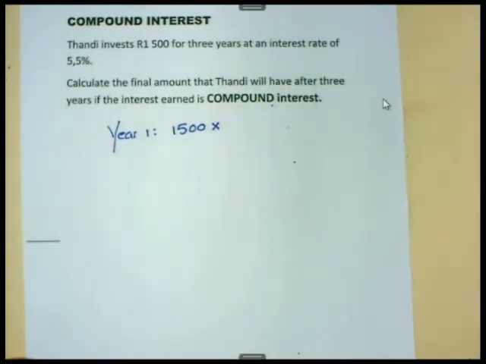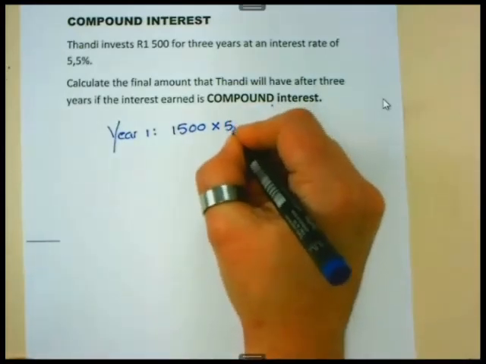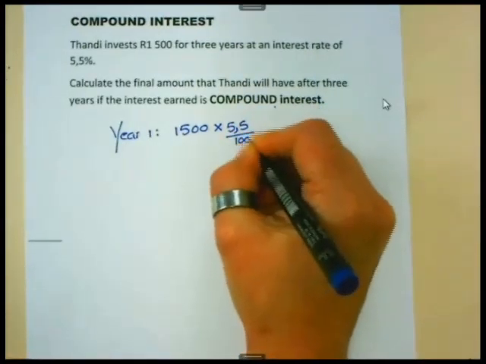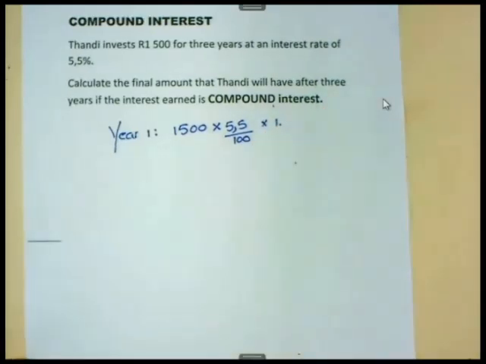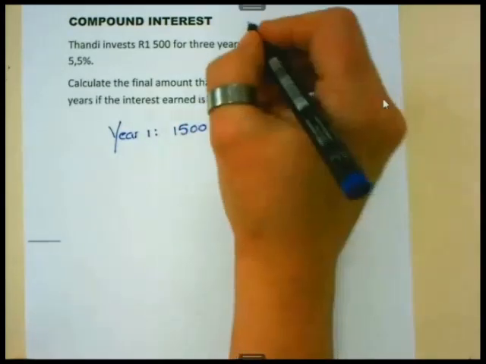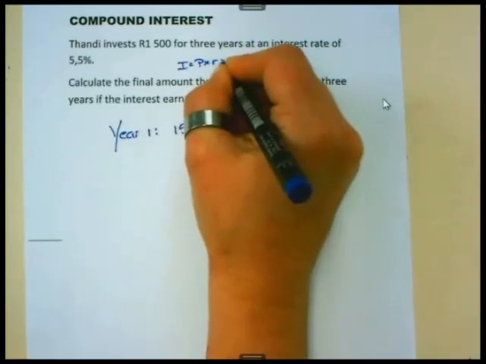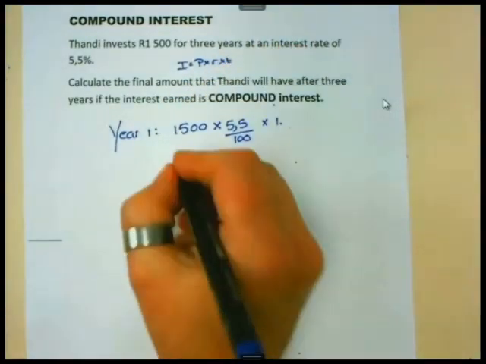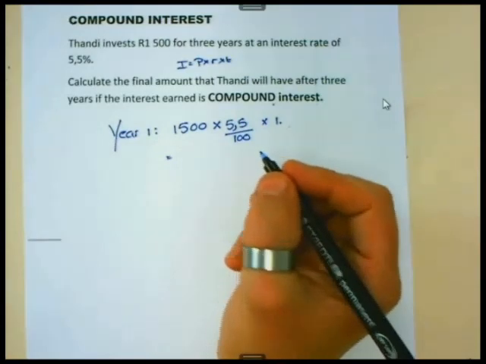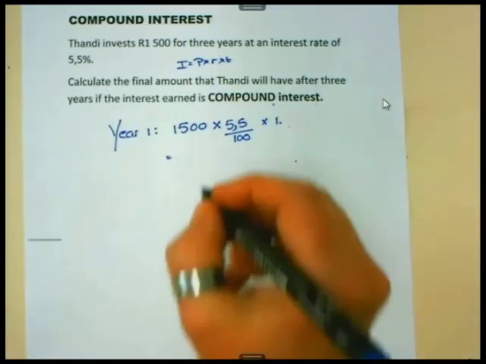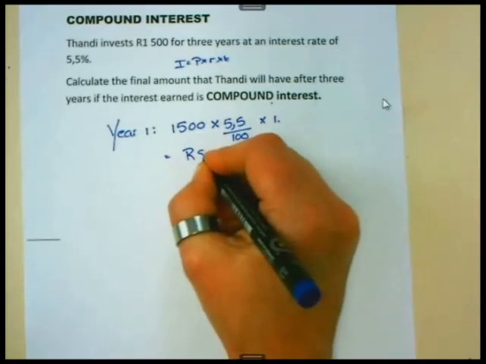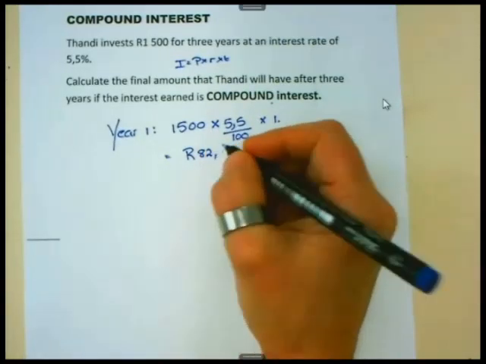We're going to work out on the first year what the interest was that Tandi has earned. It's 1,500 times 5.5%, and it's only for year 1, so I am only multiplying by 1. I'm still making use of the formula I is equal to P times R times T. If you work that out, we have seen that the value in that case is 82 Rand and 50 cents.